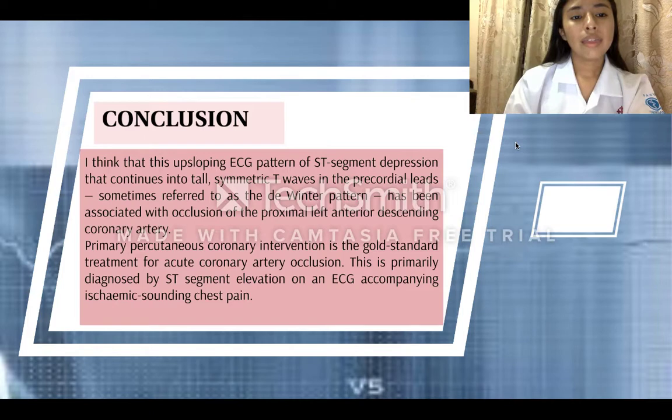Conclusion: I think that this upsloping ECG pattern of ST segment depression that continues into tall symmetric T waves in the precordial leads, sometimes referred to as the winter pattern, has been associated with the occlusion of the proximal left anterior descending coronary artery. Primary percutaneous coronary intervention is the gold standard treatment for acute coronary artery occlusion. It is primarily diagnosed by ST segment elevation on an ECG accompanying ischemic-sounding chest pain.